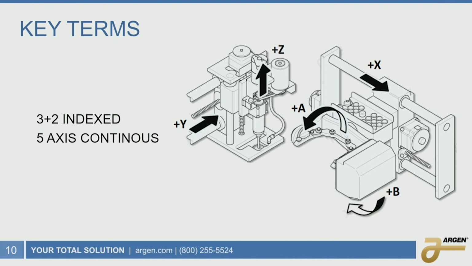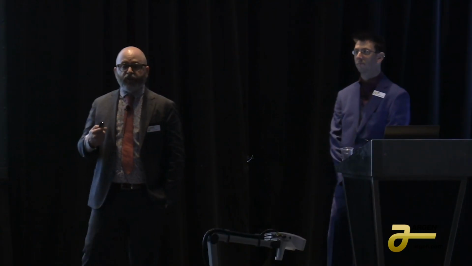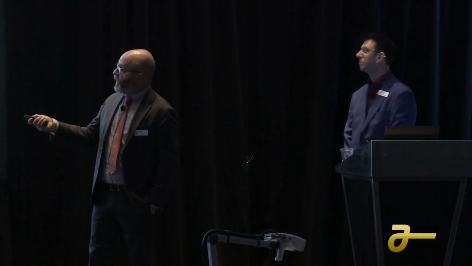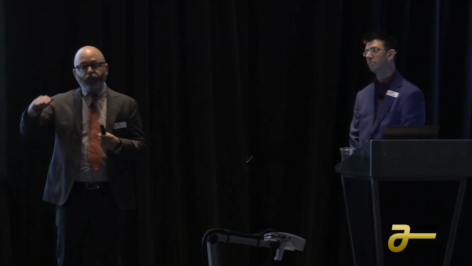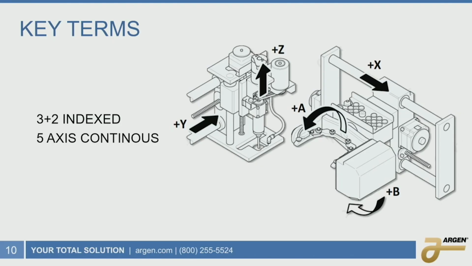That is in fact not true at all. The 3+2 is still a 5-axis operation. What the 3 plus 2 indexed does is it gets into its XYZ position, and it basically locks it there, and then it gets into its AB position, and it locks it there.